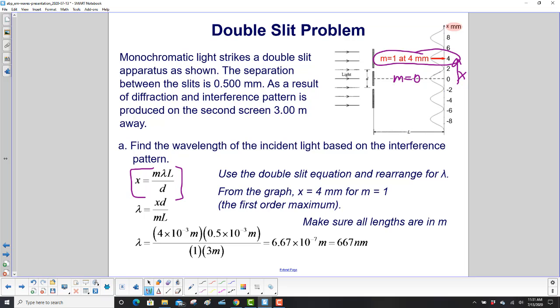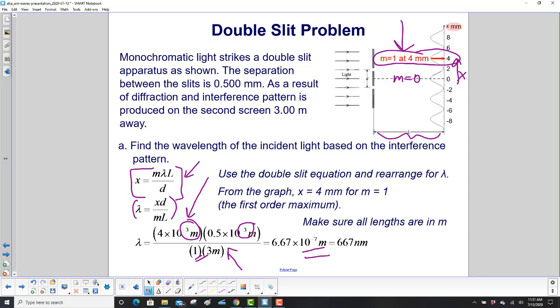So we have to rearrange this equation for lambda. You multiply through by D over mL, and that will cancel out all the variables next to the lambda and move them over to x. So we have lambda is x times d over mL. We substitute in our numbers and make sure you convert millimeters to meters. So that's 10 to the minus 3 meters. This is 10 to the minus 3 meters. Then our distance to the screen is 3 meters. That's this distance here, L. L is 3. And we're going to take the first order maximum because that's what we measured over there. So we get 6.67 times 10 to the minus 7th meters.